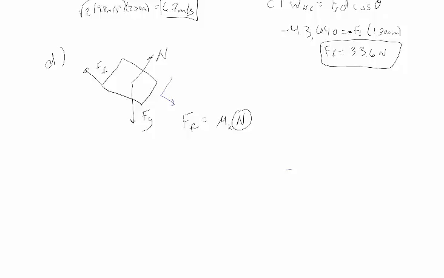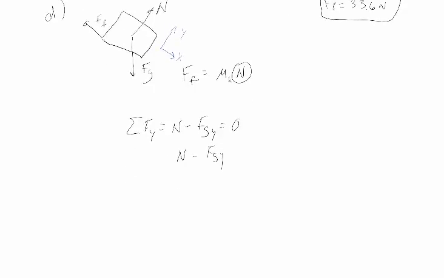So I'm going to use now these rotated axes. If I just look at the sum of forces in the y direction, I get that the normal force minus Fgy is equal to zero, it's not accelerating in the y direction, or that the normal force is just equal to Fgy. Now Fgy, we do our normal trick, we call this theta, this is Fgy, so Fgy is just Fg sine of theta.